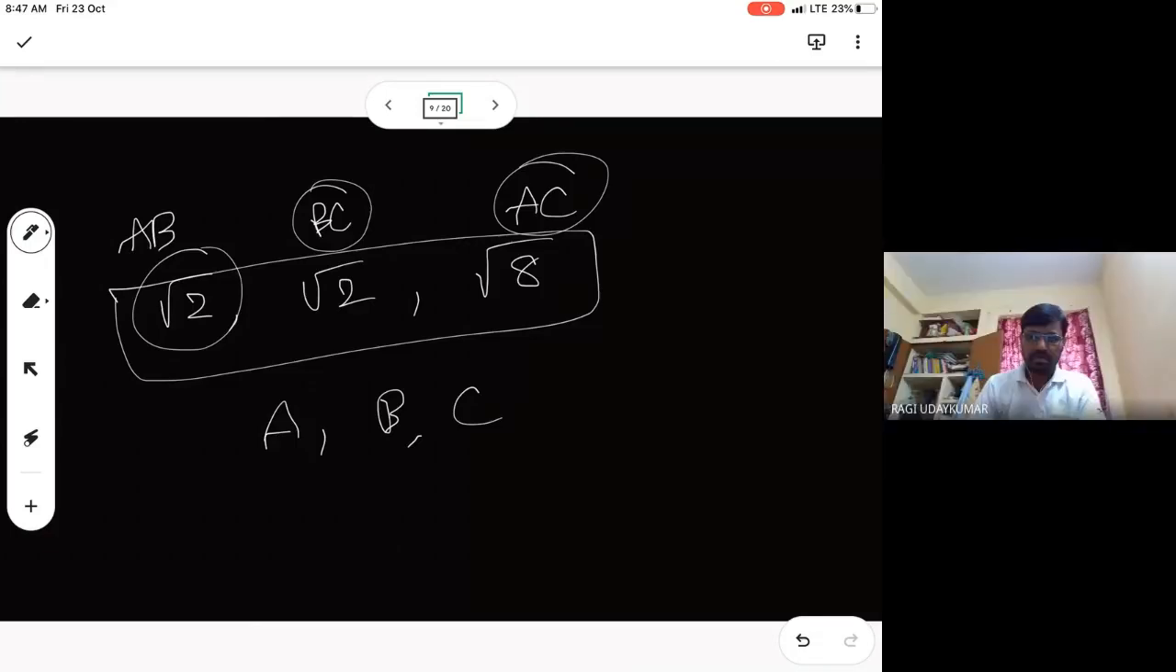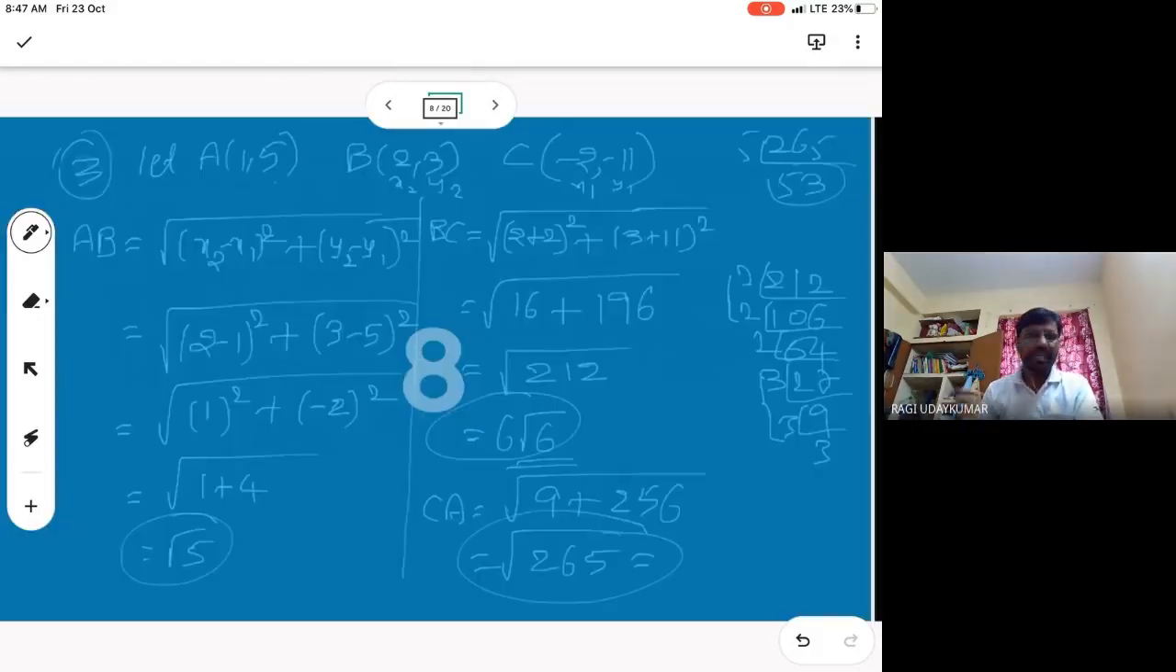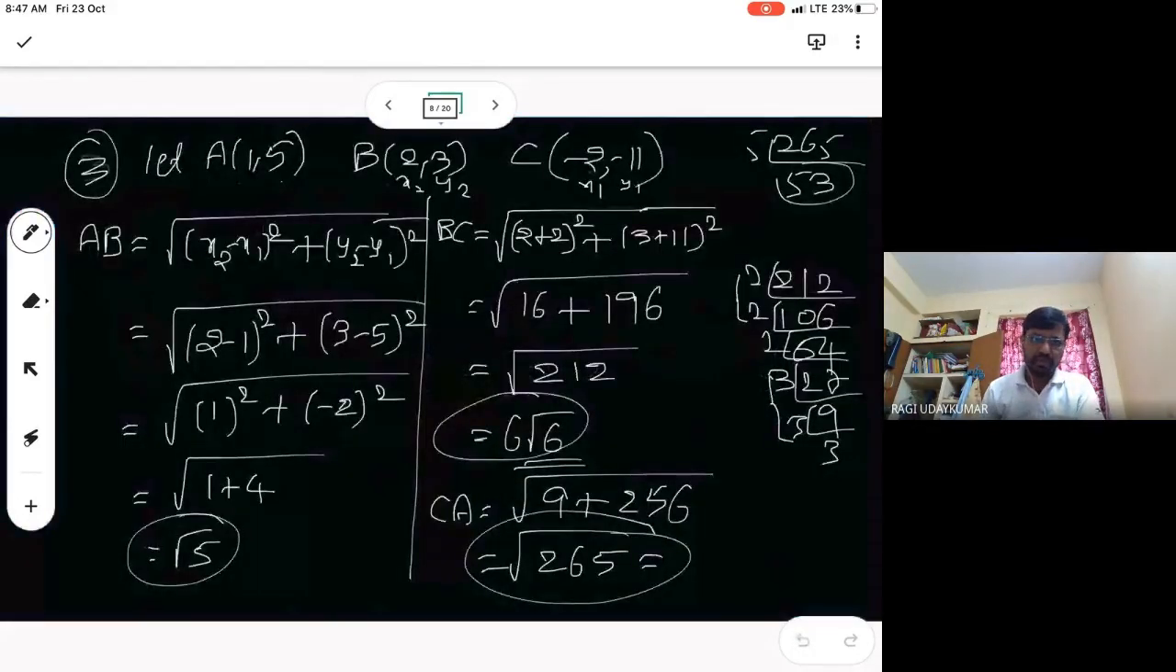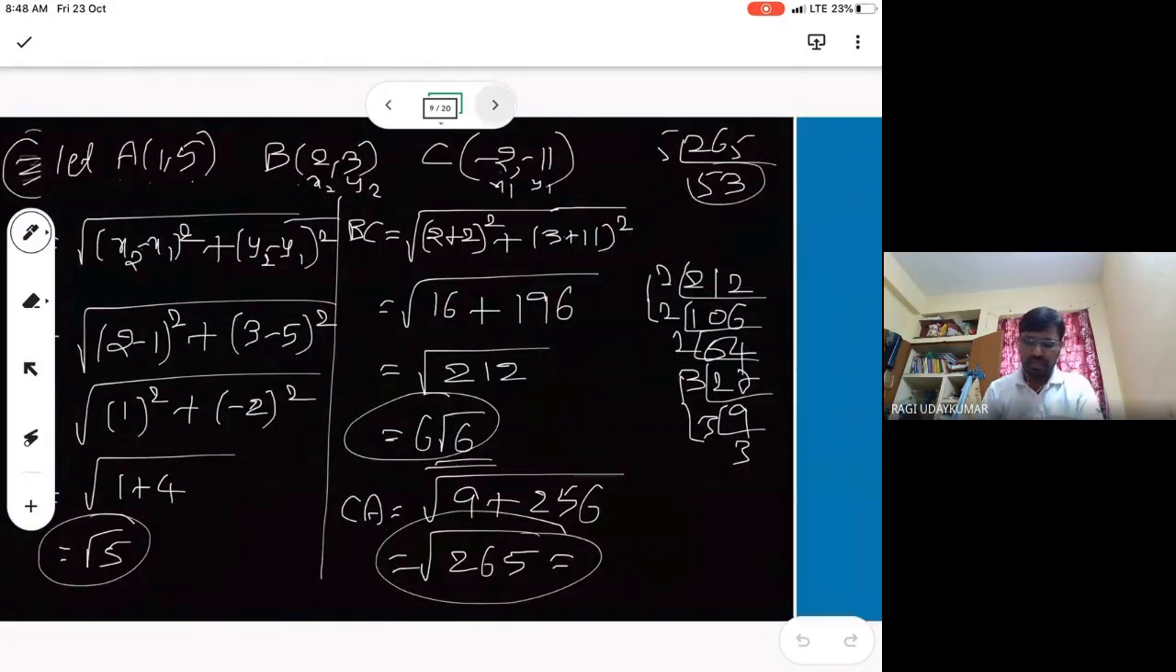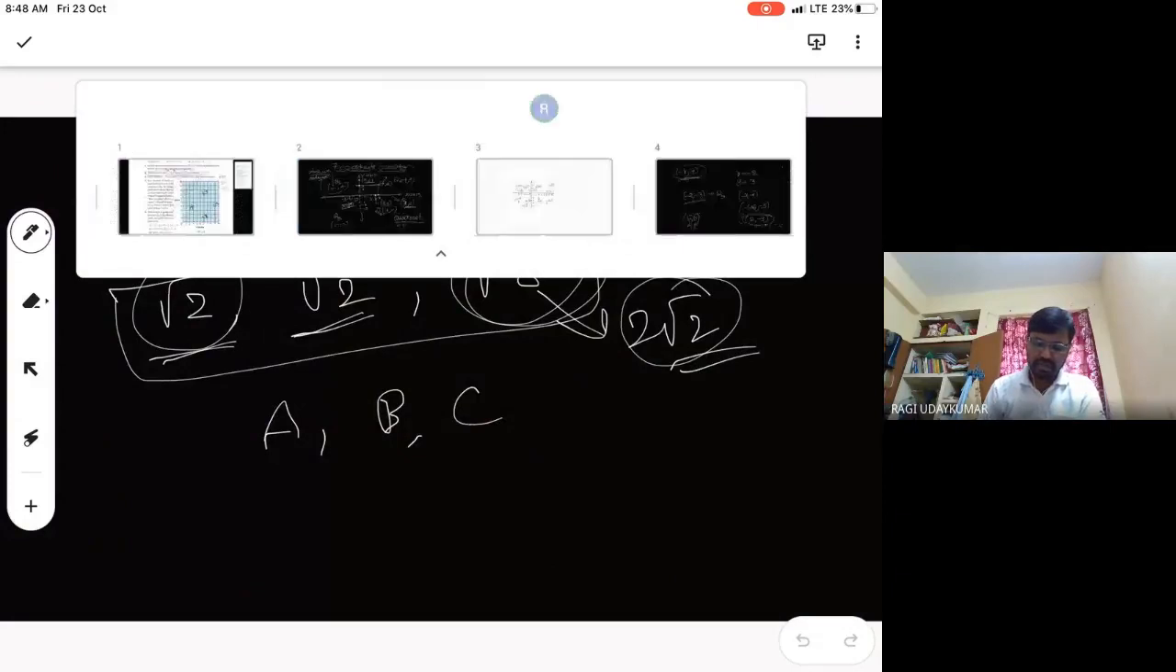Why? Because root 8 is nothing but you can write it as 2 root 2. If you add these two, root 2 plus root 2 gives 2 root 2. Here it is 2 root 2. But in the earlier case it is not looking like 2 root 2. That's why I told you to factorize and write. In the previous problem also you have to factorize and write. So here you are not going to get any such relation. The sum of any two numbers is not equal to the third number.